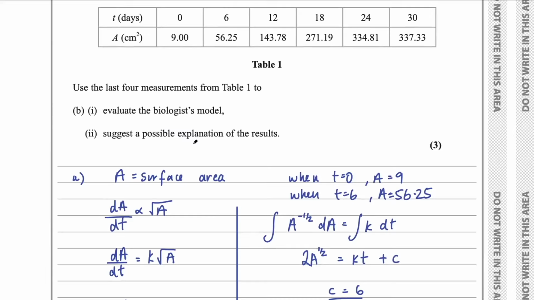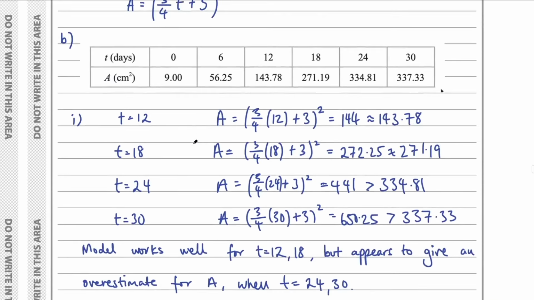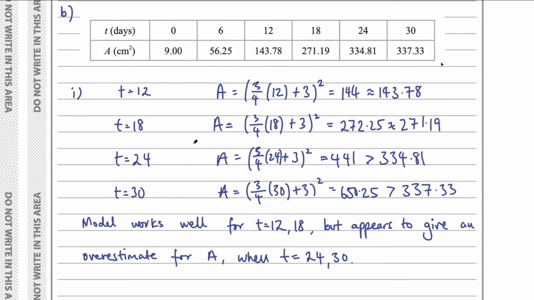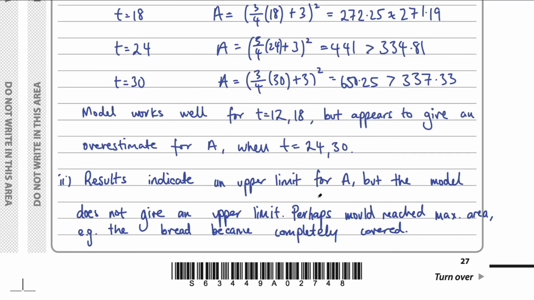Part 2 said suggest a possible explanation for those results. Well, as I was saying, perhaps the area reached a maximum, which is not built into the model. The model itself is not accounting for the fact there may be a maximum area. So let's just try to state that in a sentence or two. So the results indicate an upper limit for A, but the model does not give an upper limit. Perhaps mold reached max area, e.g. the bread became completely covered.